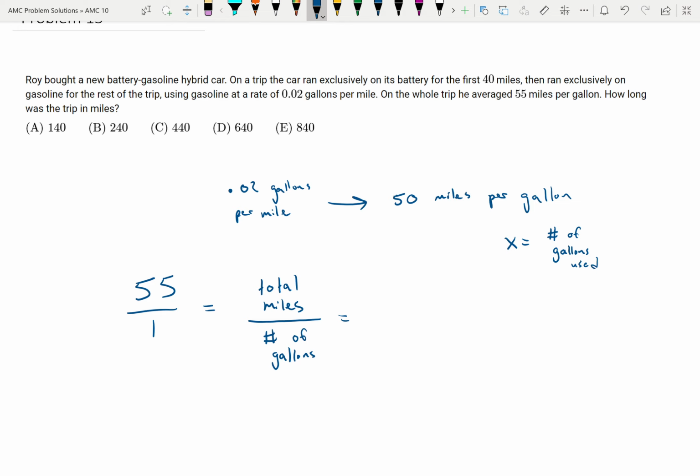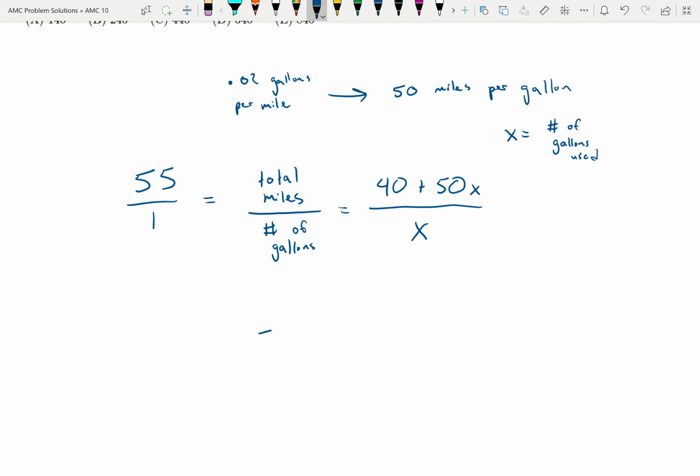then the total miles he drove are the 40 that he drove on battery power, plus this 50 miles per gallon, 50 times X. So this is on battery power, this is using the gasoline, and number of gallons, we already defined that as X. So therefore, we can set 55 equal to that, (40 + 50x) over x.